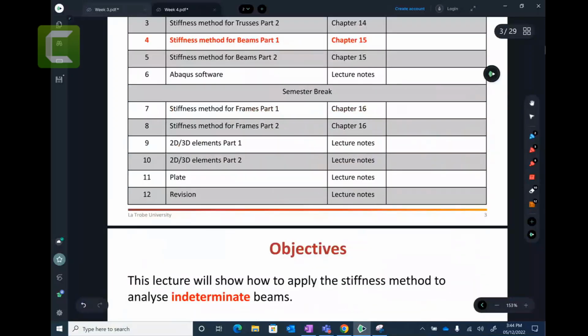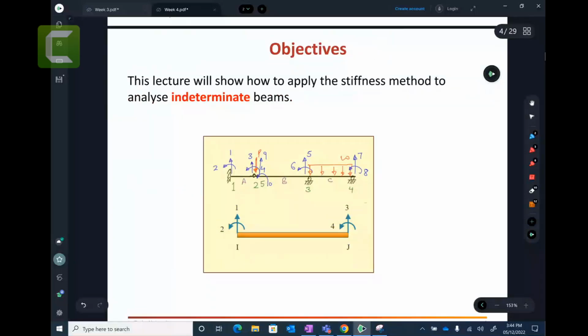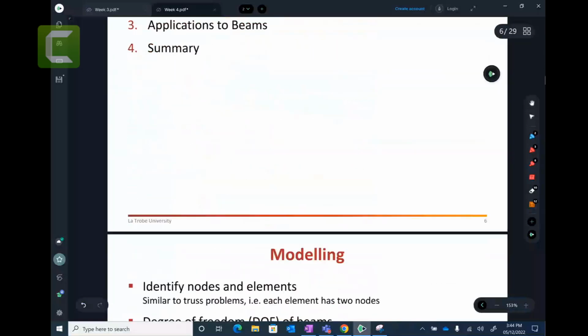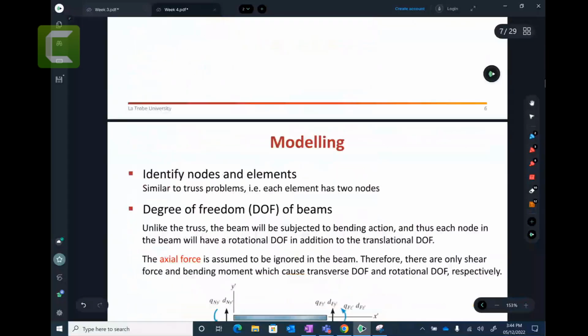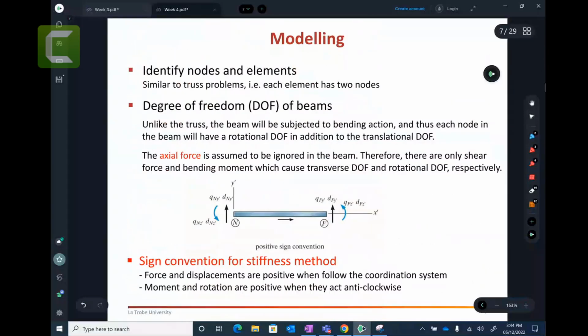Okay, all right. Last week we did the stiffness method for the truss. This week we're going to do it for the beam. Now the modelling is the same, so we need to identify. You remember, I'm always going to refer back to the last two weeks, so it will give you the revision as well.